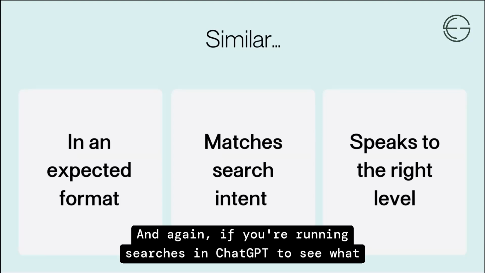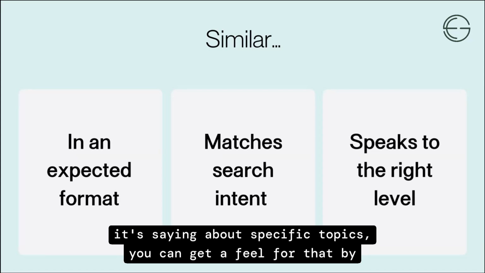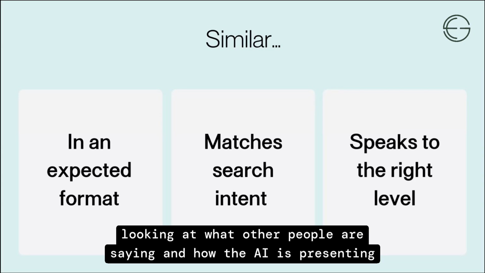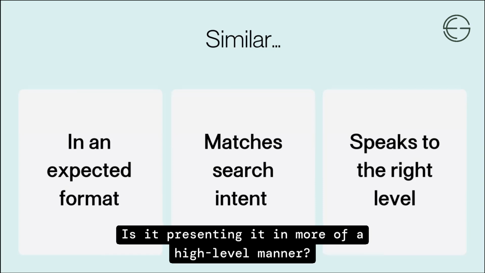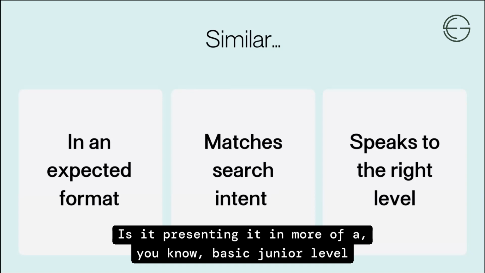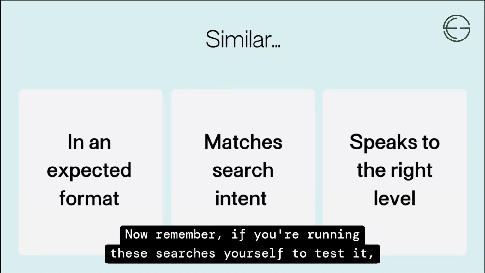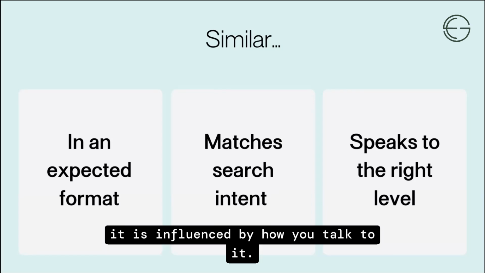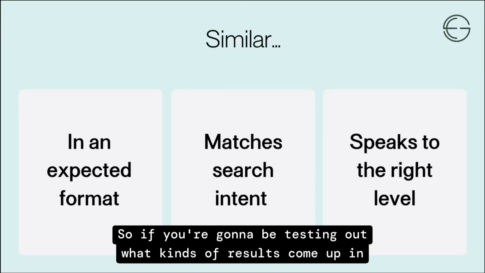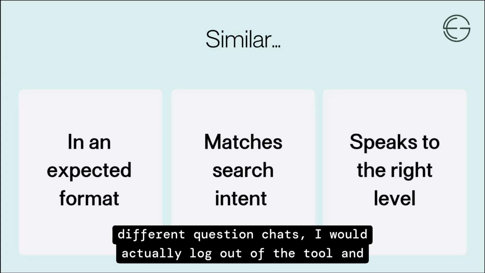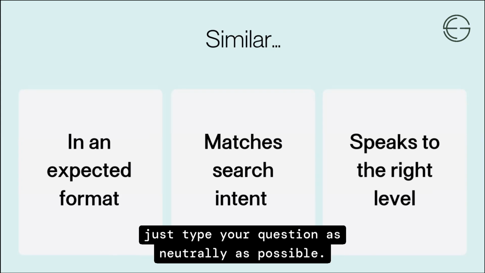And again, if you're running searches in ChatGPT to see what it's saying about specific topics, you can get a feel for that by looking at what other people are saying and how the AI is presenting it. Is it presenting it in more of a high level manner? Is it presenting it in more of a basic junior level manner? Now remember, if you're running these searches yourself to test it, it is influenced by how you talk to it and your previous chats. So if you're going to be testing out what kinds of results come up in different question chats, I would actually log out of the tool and just type your question as neutrally as possible.